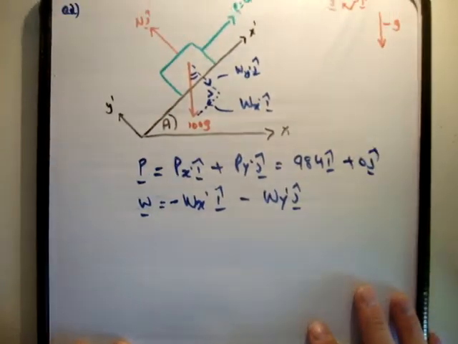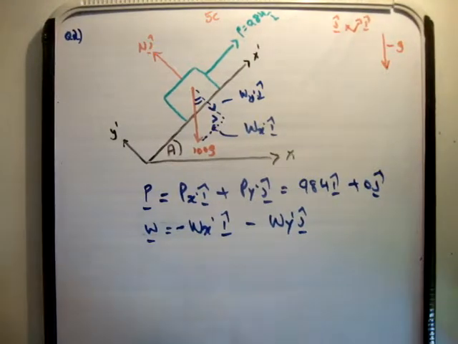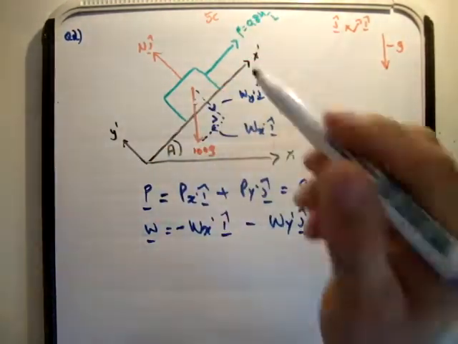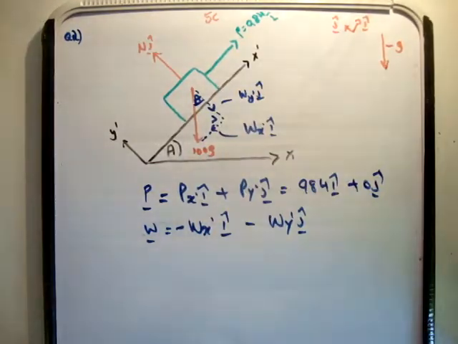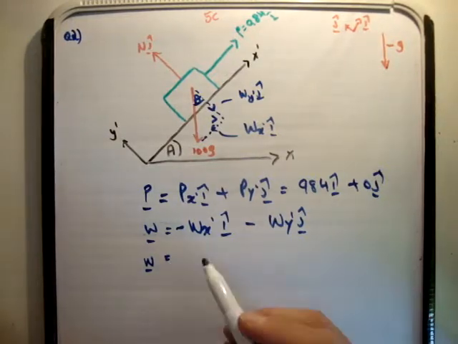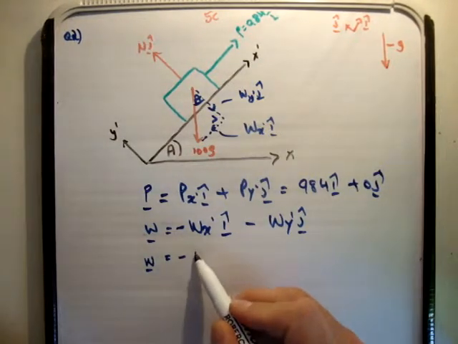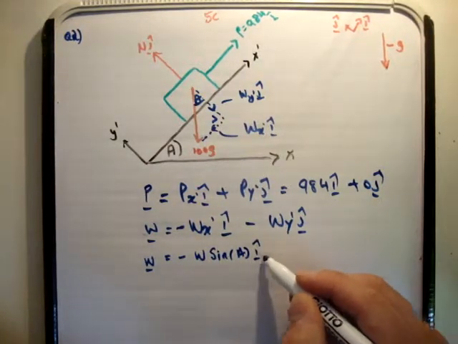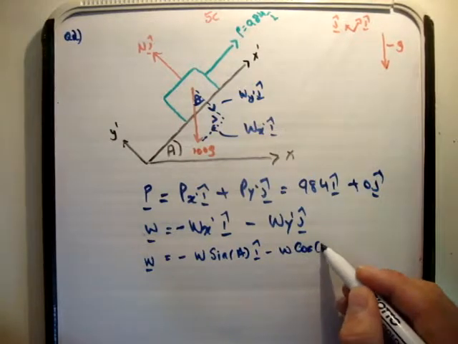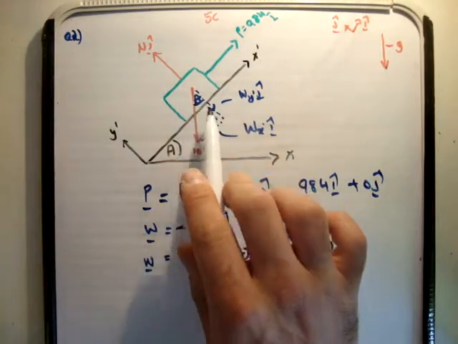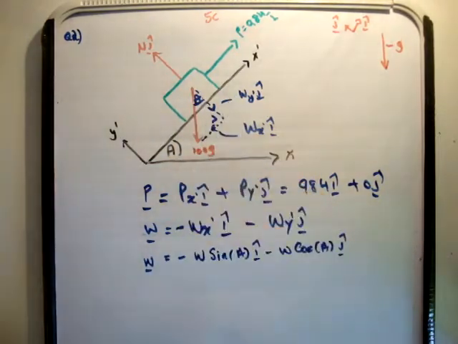So once again, if we apply that up here, we'll find that's what we have. We have w sub y prime is perpendicular to the x prime axis. So we can say that this angle here is also equal to A, like so. Alright, so as a result, we can say that w is equal to negative w times the sine of A in the i hat direction, negative w times the cosine of A in the j hat direction. Do you remember, of course, that sine is opposite the angle. Sine is opposite the angle, and cosine is adjacent.